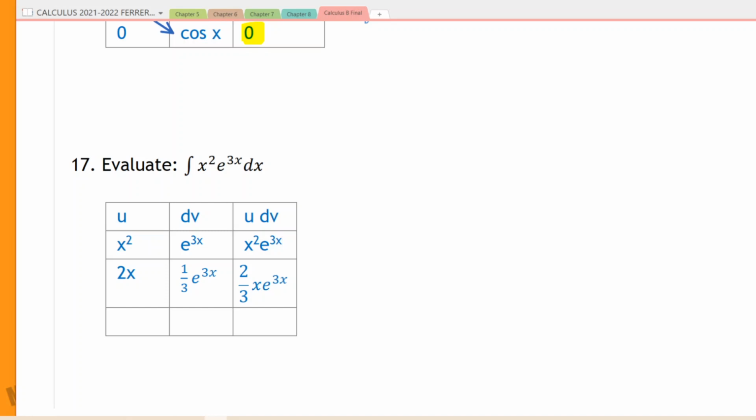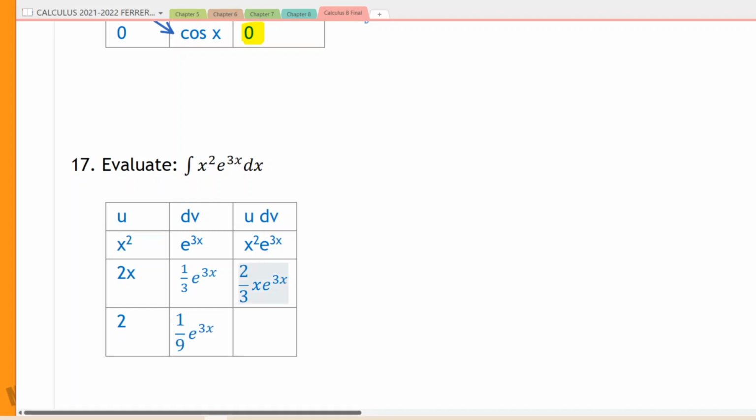which does not look like I can find an antiderivative, so we'll run through the entire program again. The derivative of 2x is 2. The antiderivative of 1/3 e to the 3x, well, that's 1/9 e to the 3x, and when I multiply everything together, I get 2/9 e to the 3x, which means I could technically stop here, and I would be able to find the antiderivative.